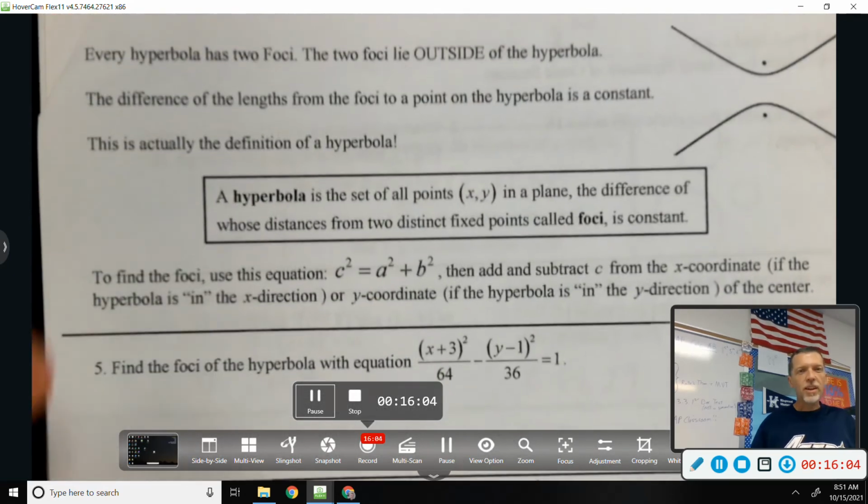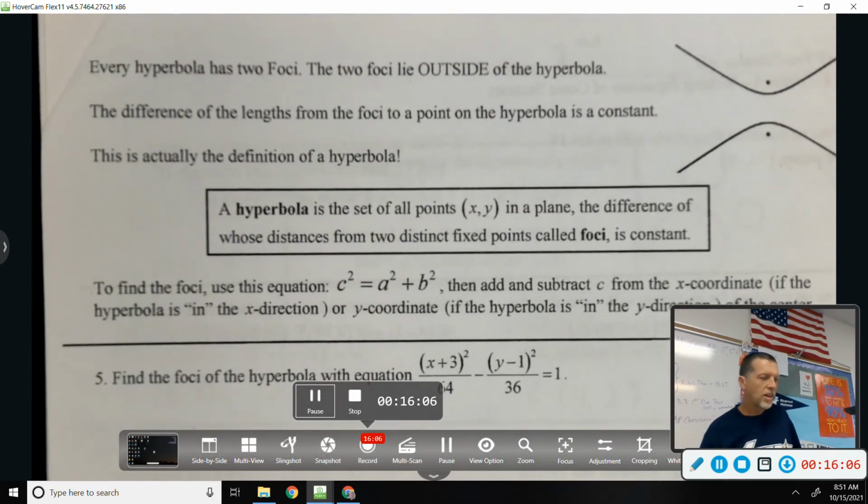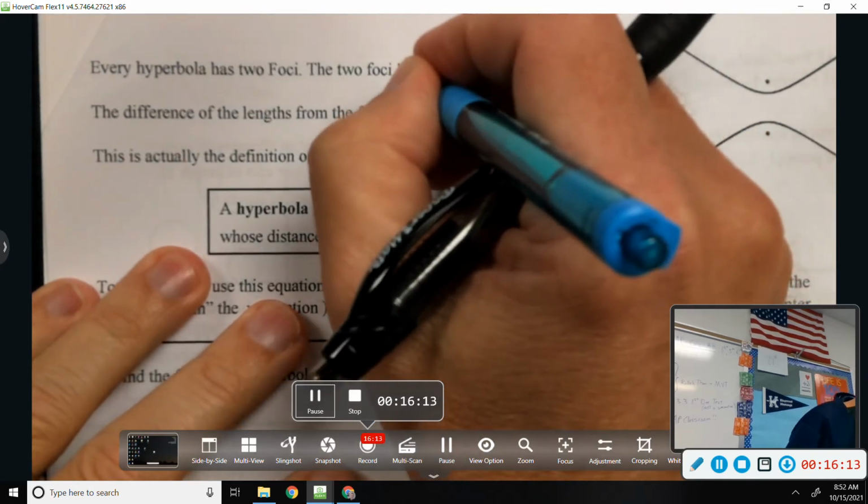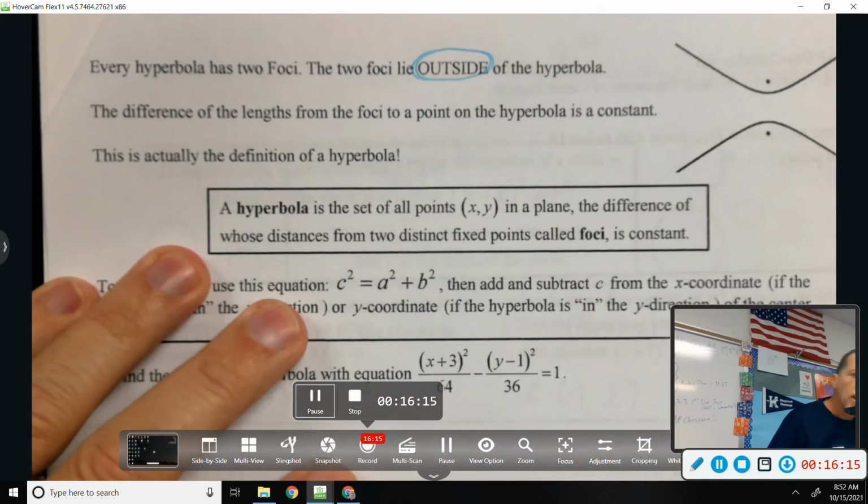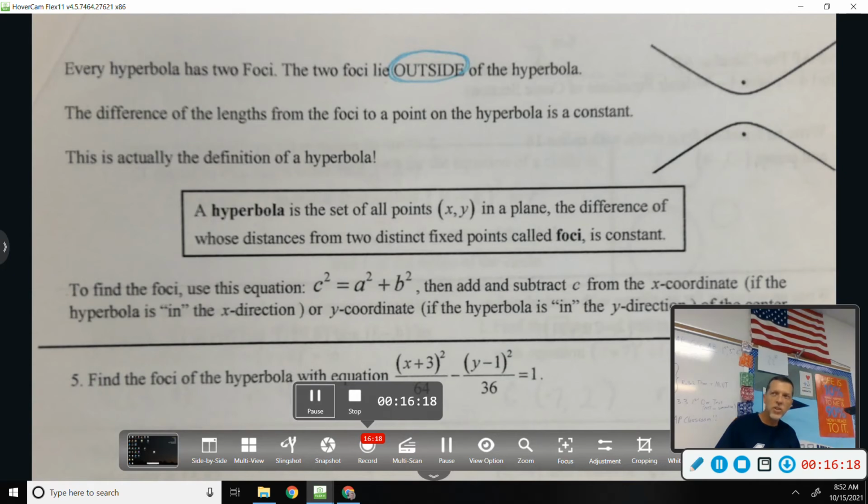All right, second page of the notes, second and final page. Every hyperbola has two foci, just like the ellipse has two foci. The two foci lie outside of the hyperbola. So with ellipses and hyperbolas, one's in, one's out. But the better way to think of it is that the graphs always wrap around the focus, whether the graph is inward focused and the foci are on the inside, or the graph is outward focused and the foci are on the outside.